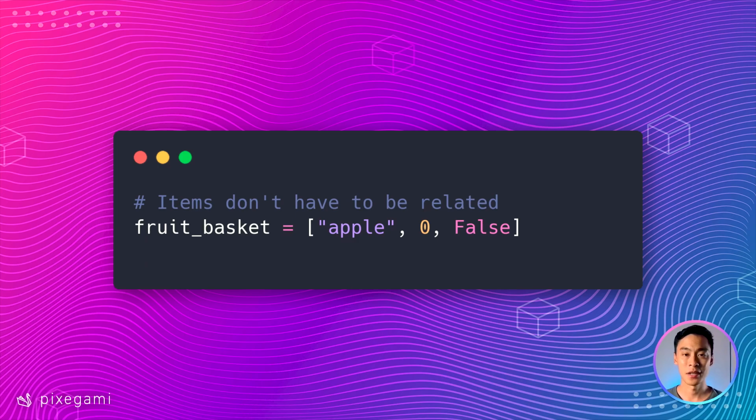Items inside a list don't even have to be related. You can mix data types within one list. So you can have a list of strings, numbers, and booleans all in one list. Although normally I don't recommend doing that, I tend to prefer lists that only stick with one data type, because I think there are very few situations where something like this would make sense.